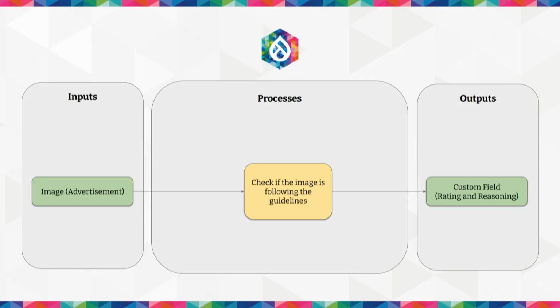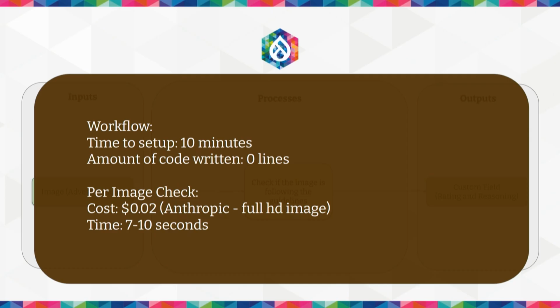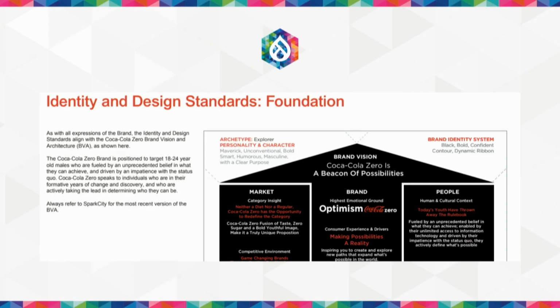And the reason we have it in one field is because you want the rating and the reasoning to be joined. So the actual rating, it should reason based on that. Such a workflow, when you use the automators, takes around 10 minutes to set up. You don't have to write code. Running one image would cost around 2 cents, if you use, I use Anthropic in this case. It takes around 7 to 10 seconds to run one image.